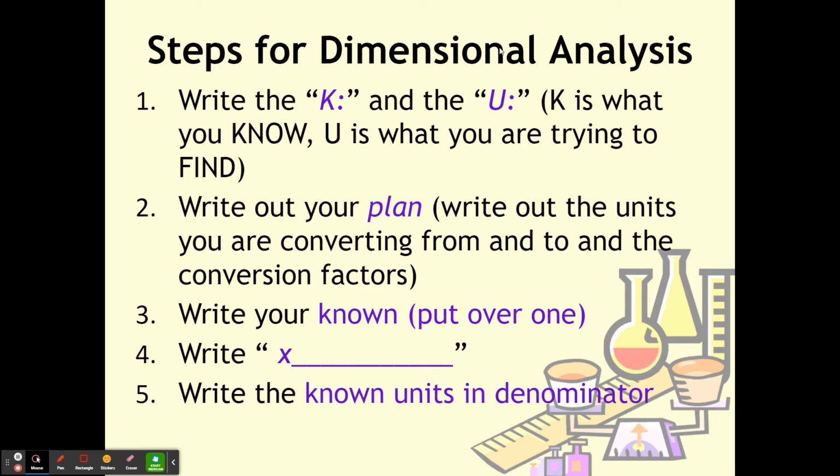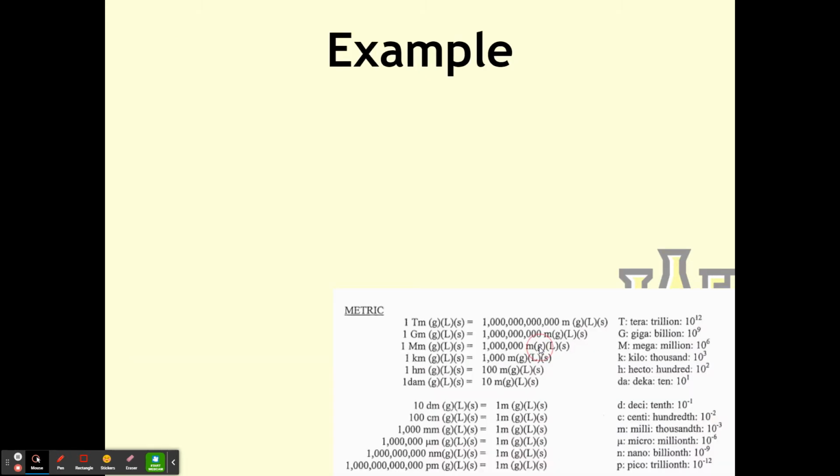Here are the steps we're going to take for dimensional analysis. We write the K, which is known, and then the U, which is what we are trying to find, or the unknown. We're going to write out the plan, write the units that we are converting from and to, and the conversion factors, and then write our known over 1, multiply by a fraction, and the known units go in the denominator, and the unknown or new units go in the numerator. Let's show you some examples.